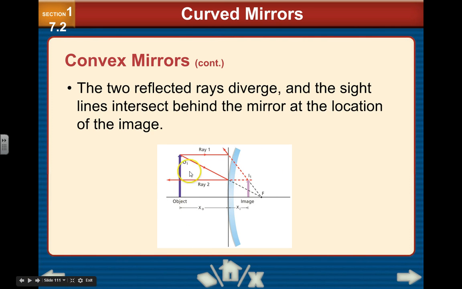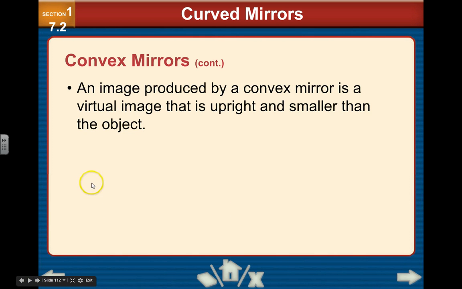They're going to diverge, which means that you're not going to see an image on this side of the mirror. There's no point where the rays intersect. Where they do intersect, however, is on the other side of the mirror at this point right here, I1. So that's where the image is going to be.